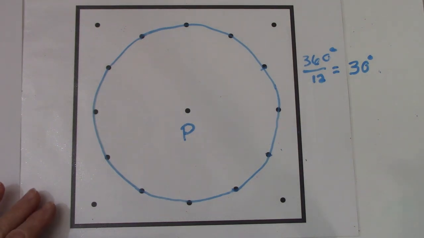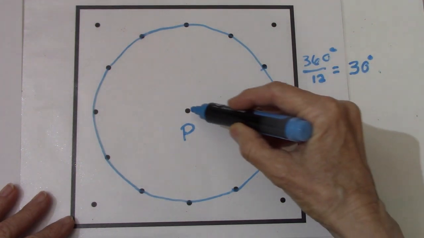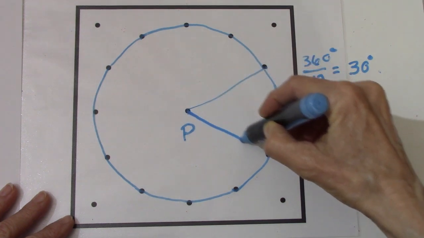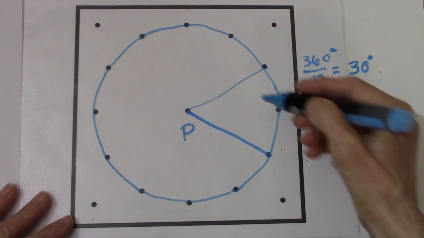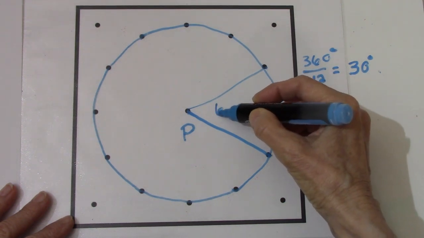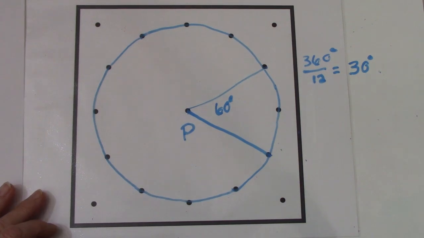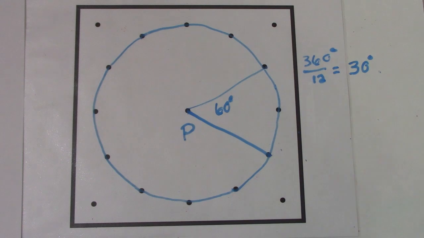Now the measure of the central angle is the same as the arc that it cuts off, or the intercepted arc. So if I draw an angle like this, this is 30 degrees, this is 30 degrees, so this angle is 60 degrees, and the arc is 60 degrees. Anywhere, as long as it goes through the center of the circle and cuts off an arc, the angle is the same as the measure of the arc that it intercepts.